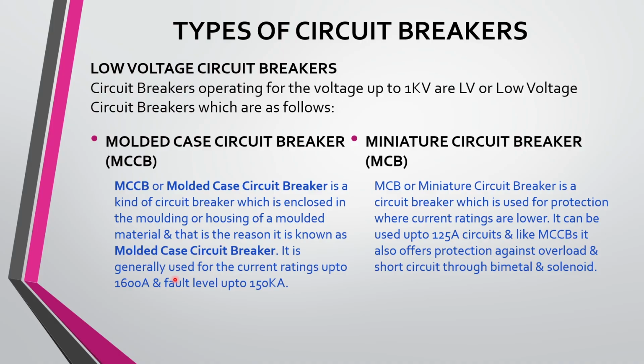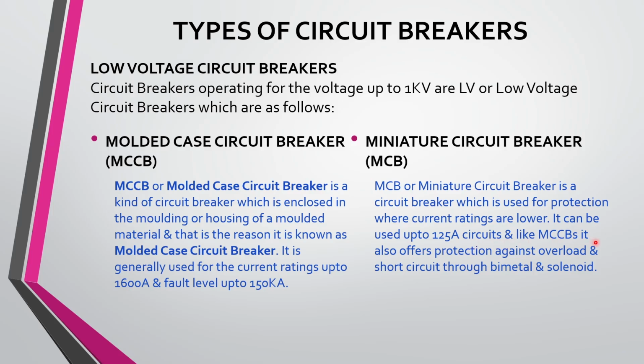It is generally used for the current ratings up to 1600 amperes, fault level up to 150 kilo ampere. Now talking about miniature circuit breaker or MCB. MCB or miniature circuit breaker is a circuit breaker which is used for the protection where the current ratings are lower. It can be used up to 125 ampere circuits.